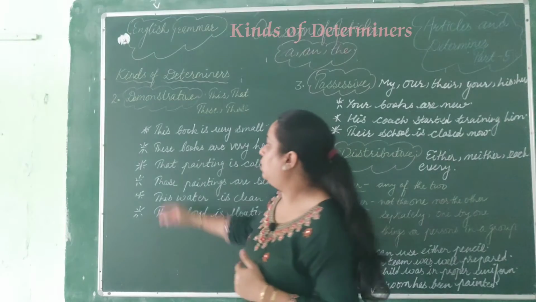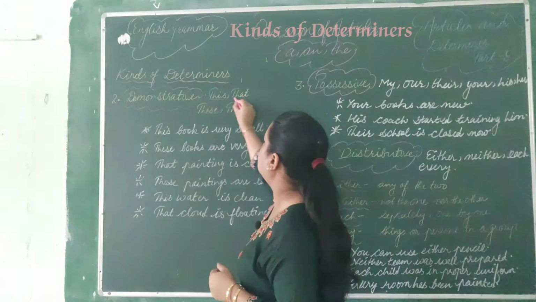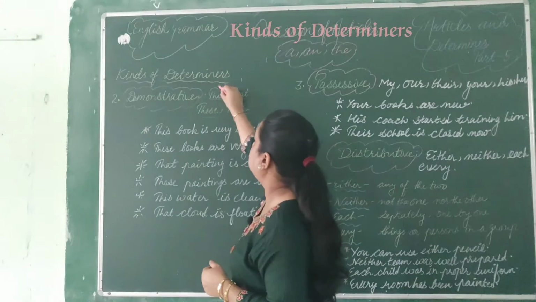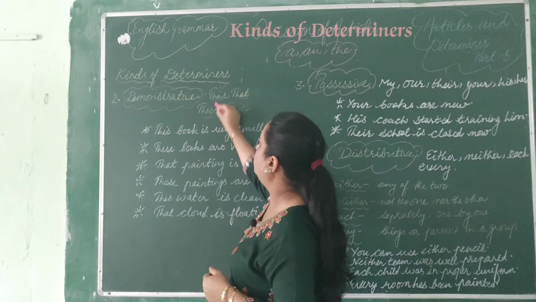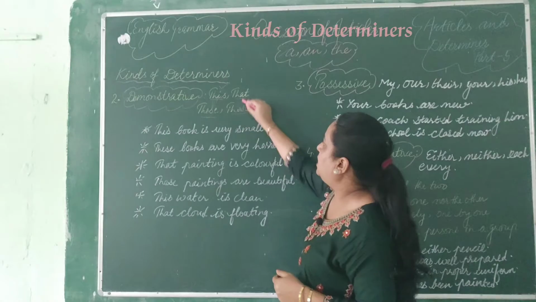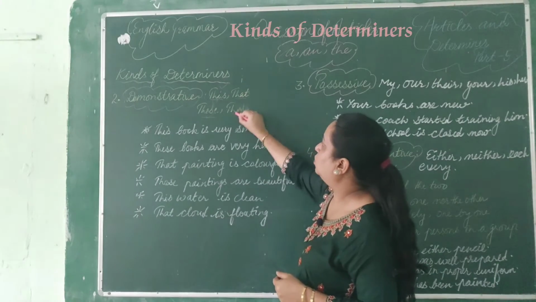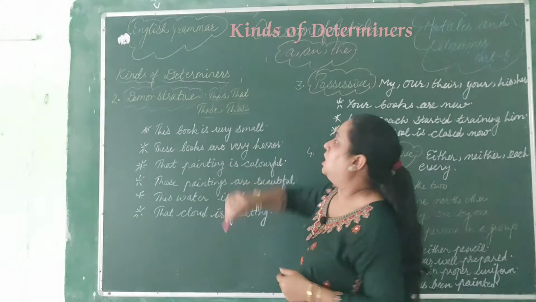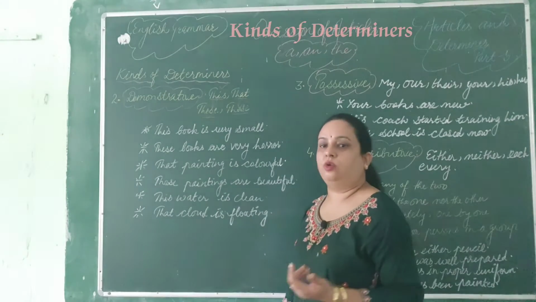So let's have a look at this. I'm talking about this, that, these, those. This is singular and these is plural, so these both are connected to each other. That and this, that is singular and those is plural. Okay, and you know how to use this and that.